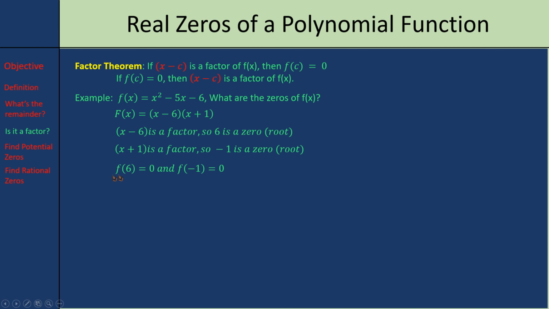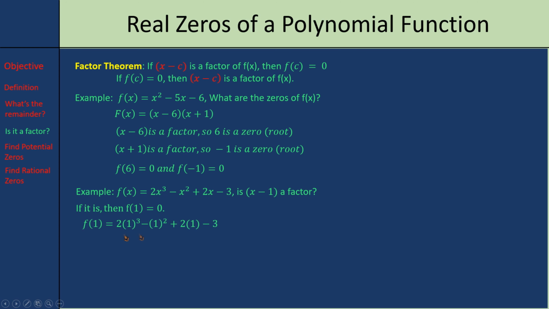So what we know is f of 6 gives you 0 and f of negative 1 gives you 0. So here is an example. Is x minus 1 a factor of this guy? If it's a factor, you try to find f of this number. So f of 1, is it a 0 or not? If it is a factor, then f of 1 will be 0. So you try that out.